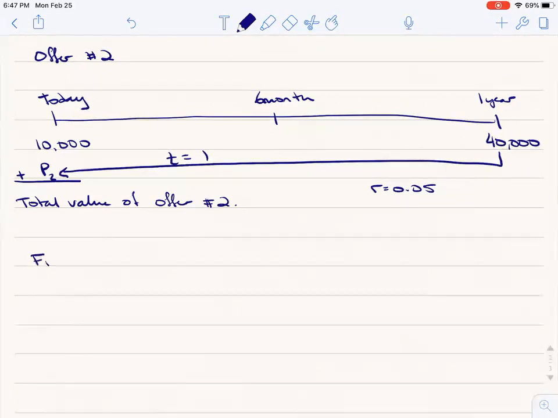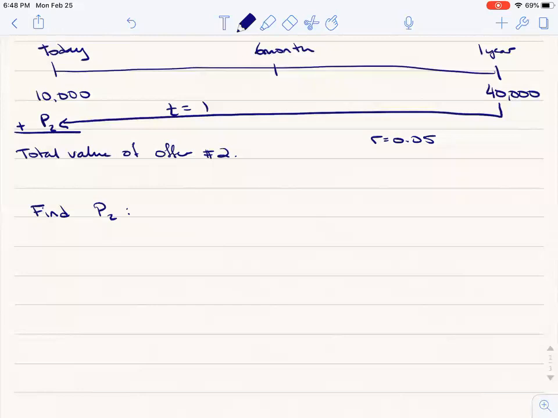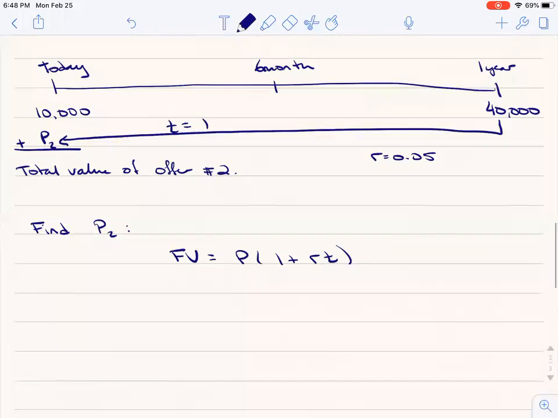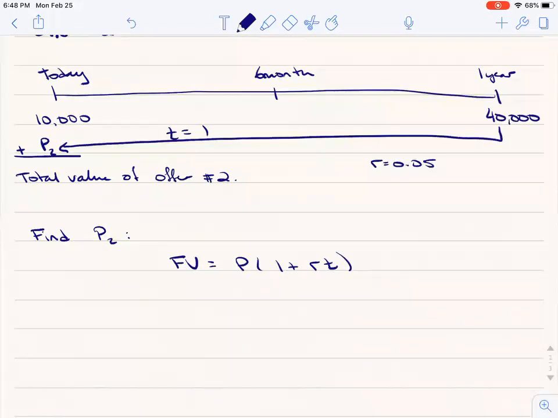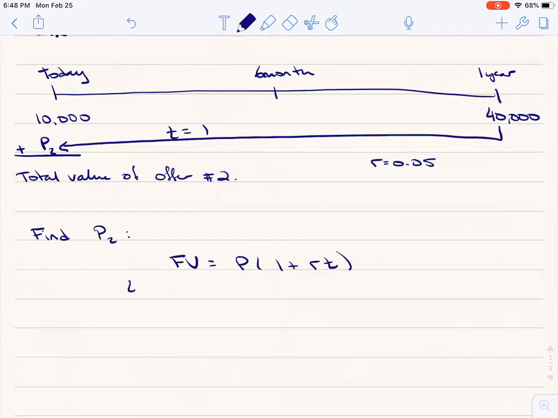So, same thing, we're going to find P2. Future value is P times 1 plus R times T. Future value in this case is 40,000. So 40,000 is P times 1 plus R, which is 0.05, times T, which is 1 now.